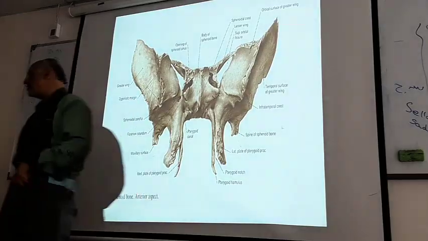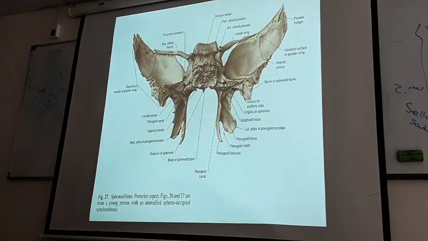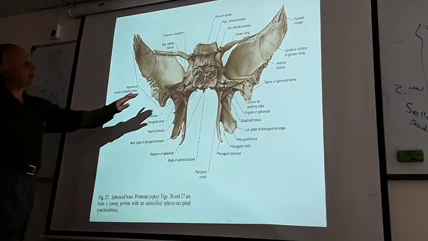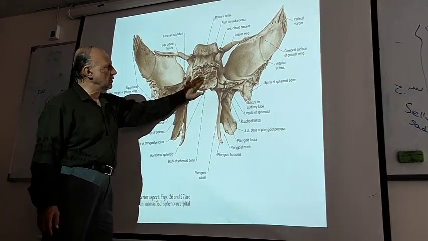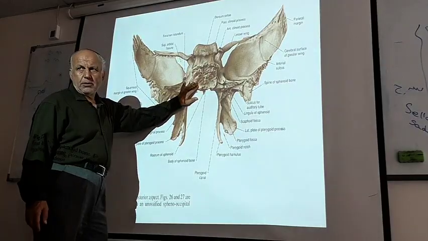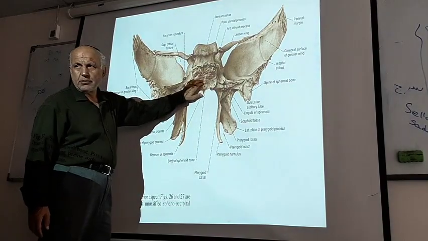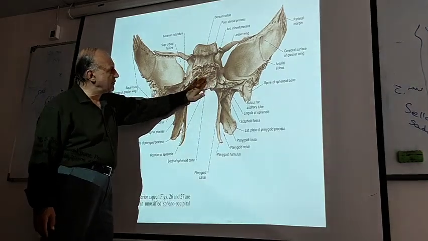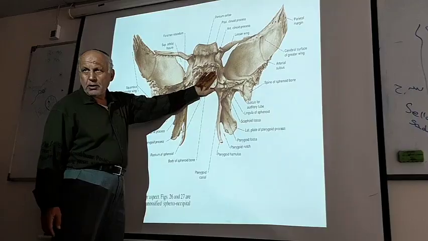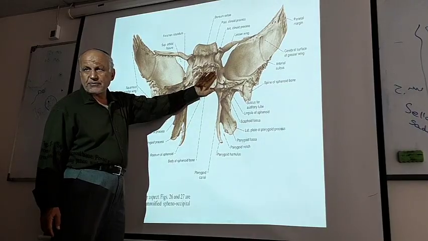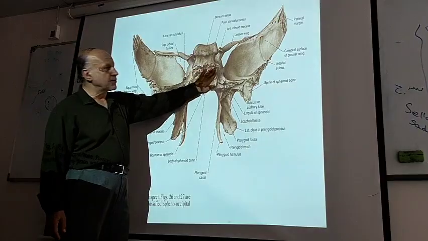Another surface is the posterior surface. You can see another shape here. It is the posterior surface. It is not smooth. It has many processes here. Here it articulates with the basilar part of the occiput, and its name is the sphenobasilar joint. That is the posterior surface.